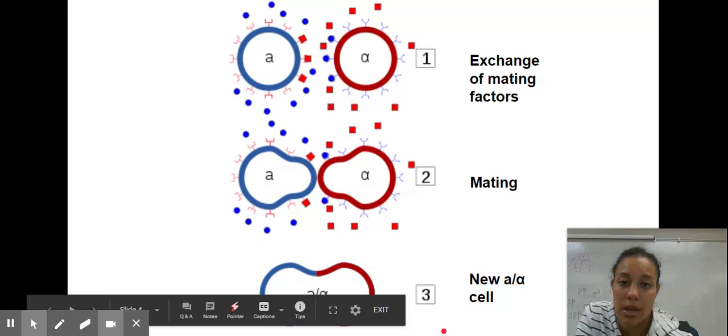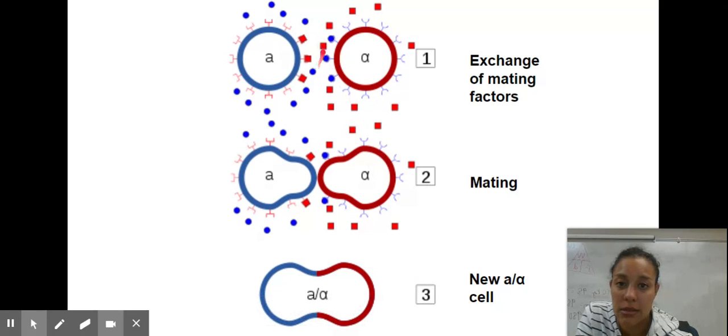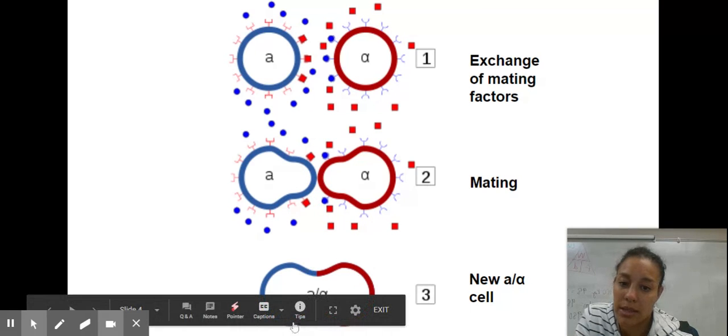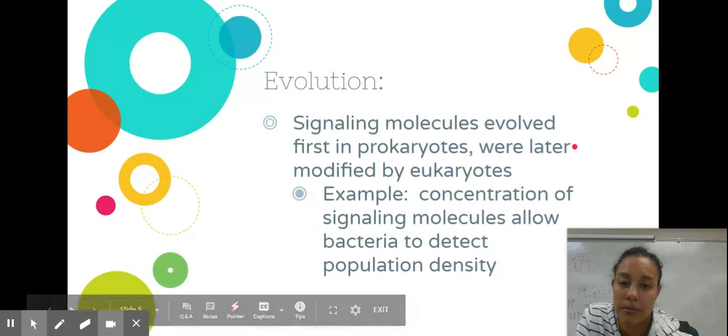So this is a process of the ligands and reception, which is step one. There's going to be communication and this transduction pathway that will happen, which is causing this change right here, and a response is the new cell being made.